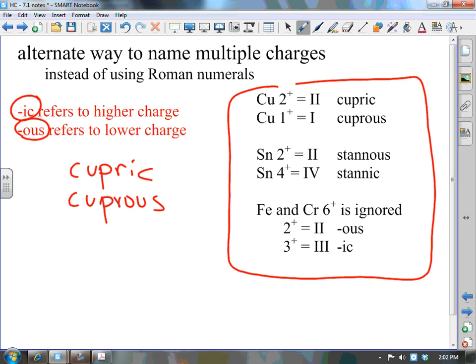If it's copper 2, which would be Roman numeral 2, sometimes you may see it written as cupric, the Latin form of copper. If it's copper plus 1, which is Roman numeral 1, you may see the word cuprous. Now, IC and OUS doesn't refer to a specific charge, it refers to the higher one. So copper 2 is higher, it gets the IC. In tin and lead, the 4 plus is higher, it gets the IC. The 2 plus, which is lower, gets the OUS. Okay? So nothing big deal here, but if you run across it, you can make those adjustments as needed.